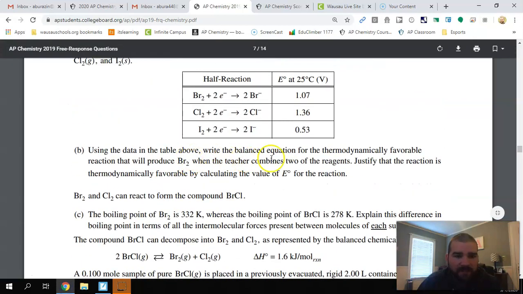B. Using the data above, however, this is Unit 9, so we're going to skip B.